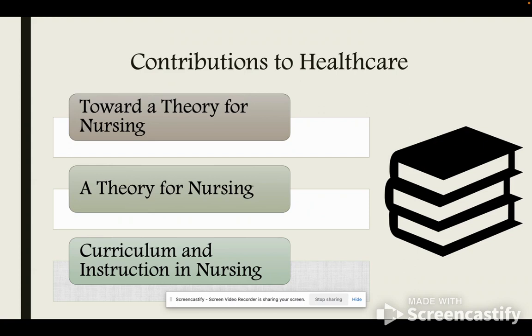Okay, so for contributions to healthcare, Imogene King published many works, including books and numerous articles. Her most notable works are her books she published. Her first book is called Toward a Theory for Nursing, General Concepts of Human Behavior. This book was published in 1971. Her next book, published in 1981, was called A Theory for Nursing, System, Concepts, and Process. And her last notable book was Curriculum and Instruction in Nursing, Concepts and Process. This last book was published in 1986.